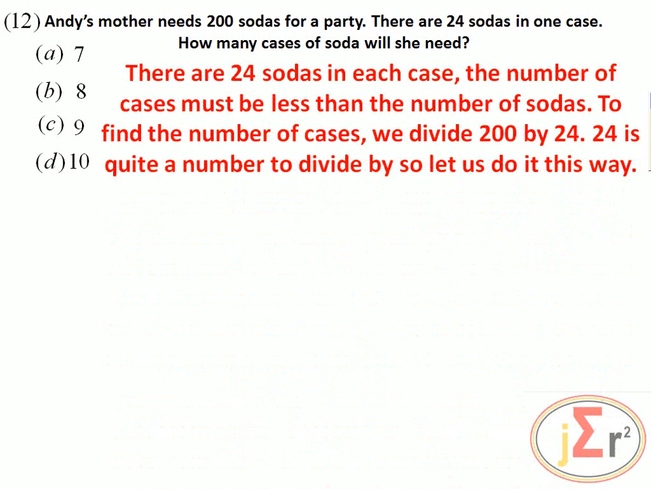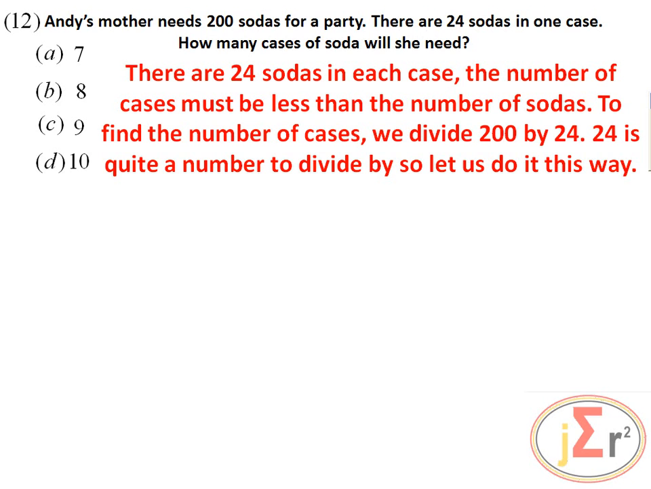There are 24 sodas in each case. Andy's mother needs 200 sodas for a party. There are 24 sodas in each case. How many cases of soda will she need? The number of cases must be less than the number of sodas. To find the number of cases, we divide 200 by 24.